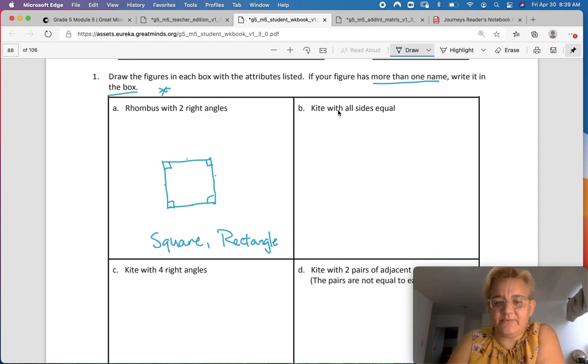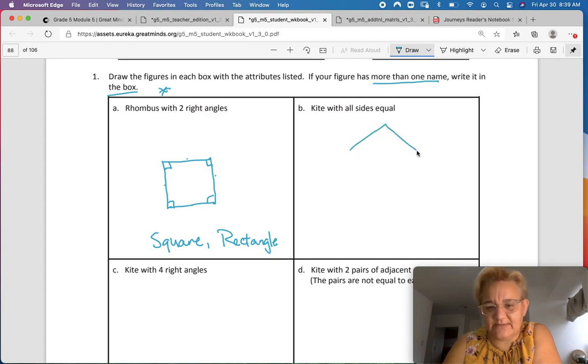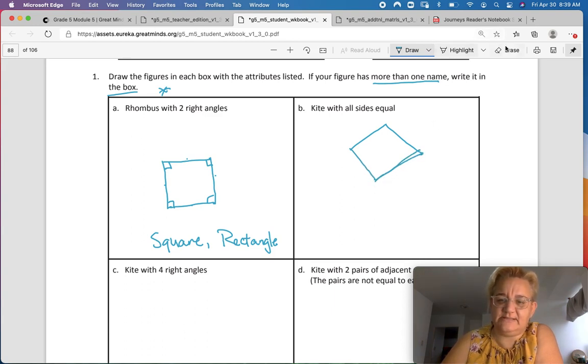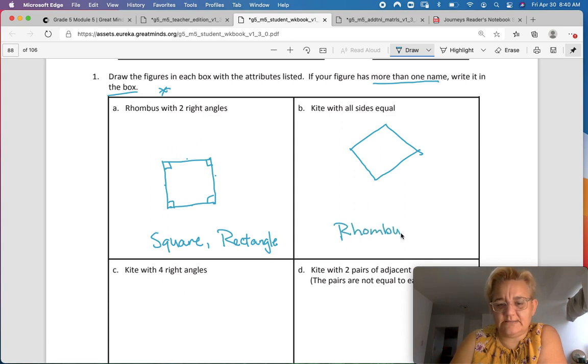A kite with all sides equal. A kite, we said, has to have this side equal to that side, and this side equal to this side. Please use your rulers, my friends. If this line is equal to that and that line's equal to that, that is a kite with all sides equal. That is also known as a rhombus.